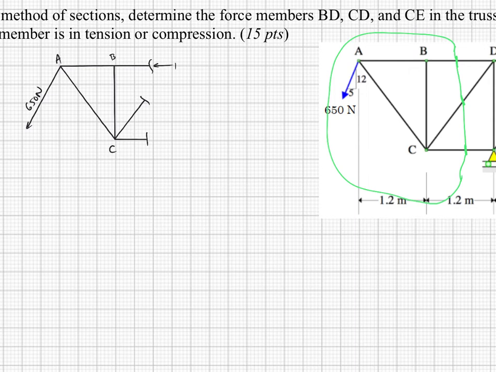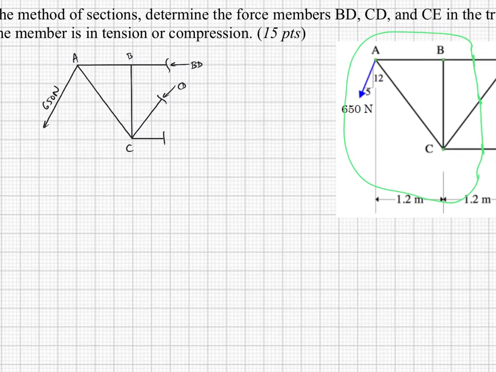And so I'm going to assume that I've got these forces here. This is going to be BD. I'm going to make it in compression. This is going to be CD. I'm going to assume compression. And this is going to be CE. I'm going to assume compression, CE.